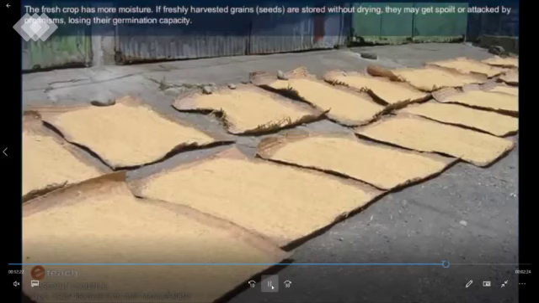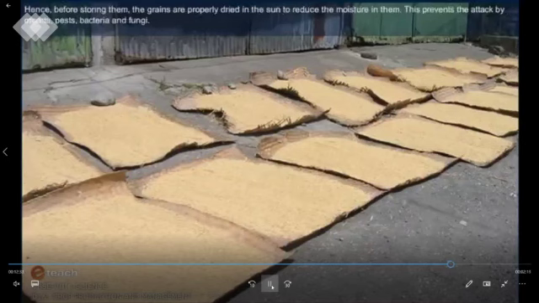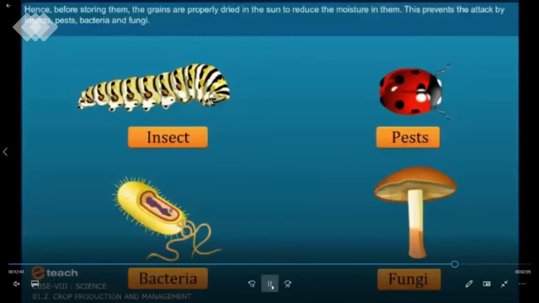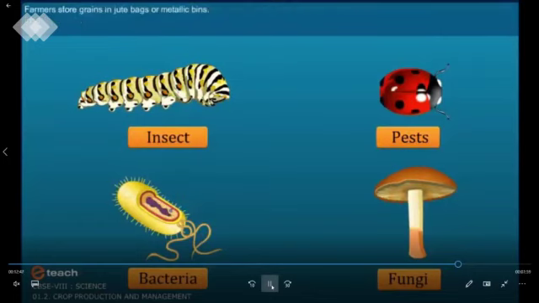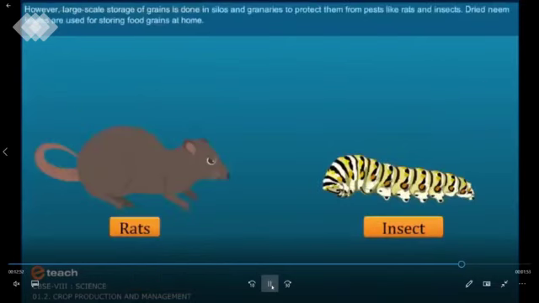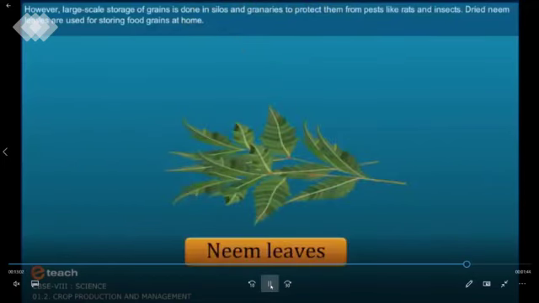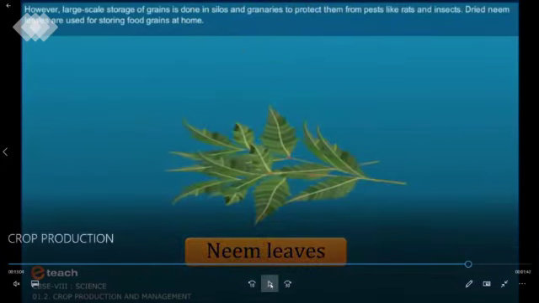As the fresh crop has more moisture in it, it is attracted by a number of pest organisms and gets spoiled. In order to avoid this spoilage, the farmer sun dries the crop before going for storage. If he sun dries it, it reduces the moisture content in the crop and prevents the attack of insects, pests, bacteria and fungi. Farmers store the grains in jute bags or metal containers. However, large scale storage of grains is done in silos and granaries to protect from pests, rats and insects. In a household, we generally use neem leaves to store our grains for a long period of time.